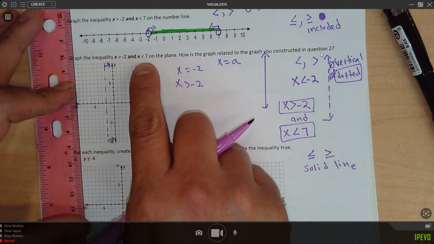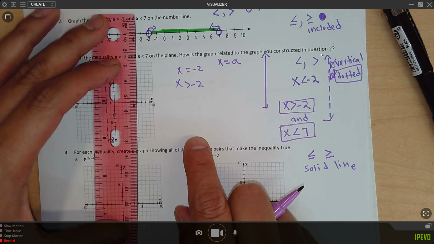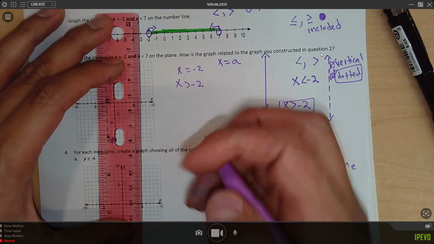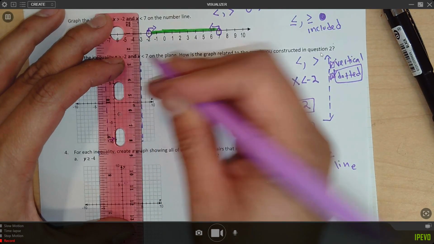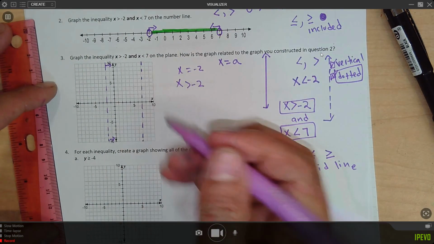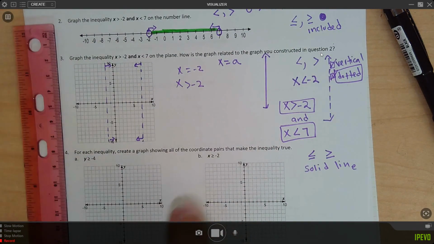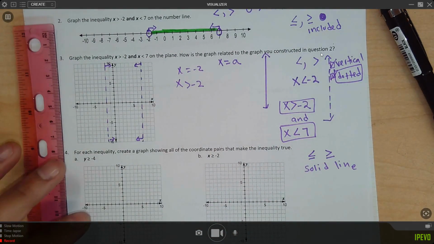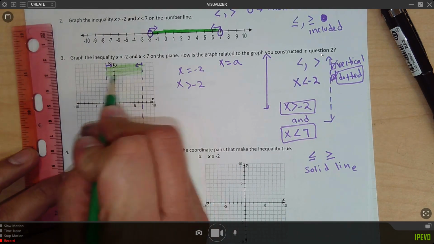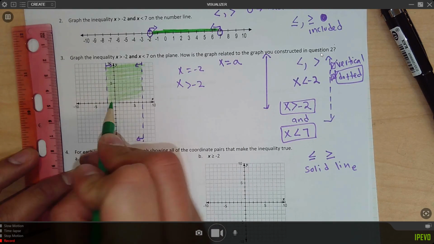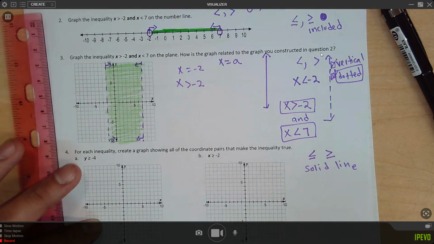Then I'm going to go to x less than 7. So I'm going to go to 7 right here. 5, 6, 7 right here. Keep in mind that it's also a dotted line. This means go to the left of 7. The solution will be whatever the arrows are pointing to each other. Let's go ahead and do some of the shading. Okay, and that is how you do that.